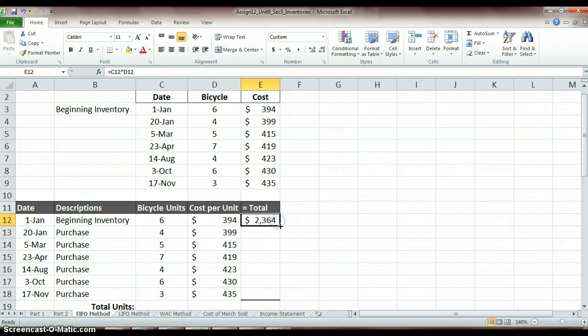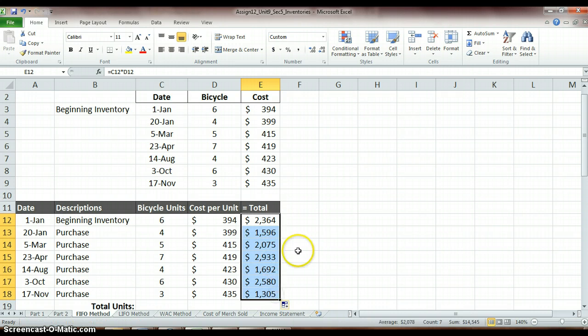And then we added all of these purchases in with it. So you should be multiplying the number of bikes times however much each unit costs to find the total amount for that purchase. So on January 20th, we purchased 4 more bikes at $399 a bike, which means we paid $1,596 for that total purchase on January 20th, and so on down the line.